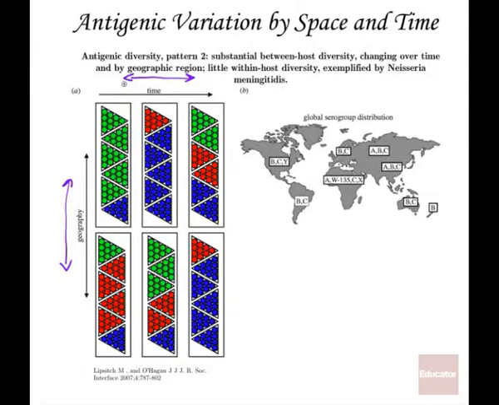This is a global serogroup distribution, and you can see that there are differences in the strains. So there is substantial between-host diversity that is changing over time and by geographic region. Within the host, there isn't much diversity. So once you get that meningitis, boy, that's going to be with you and it's not going to change. But in terms of over time, and obviously in different countries, you are going to see differences.